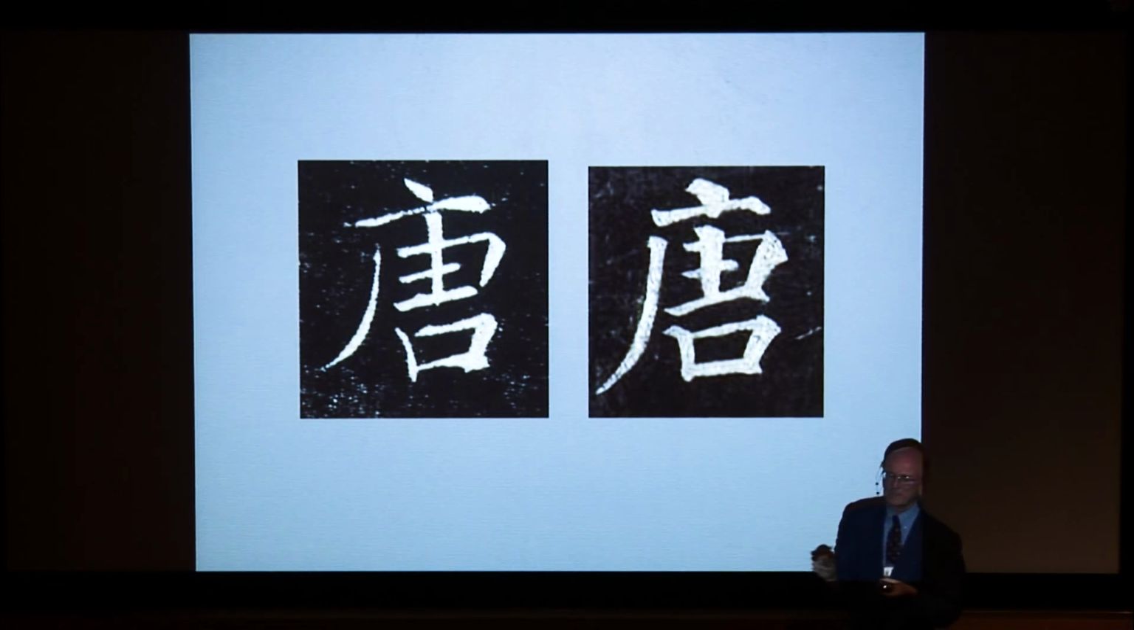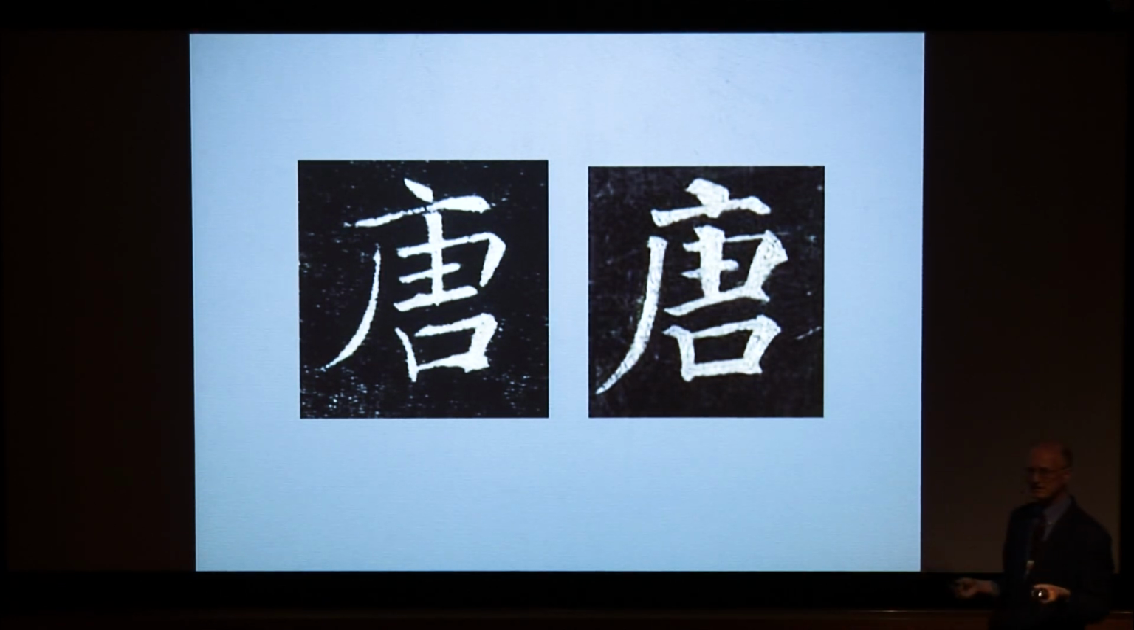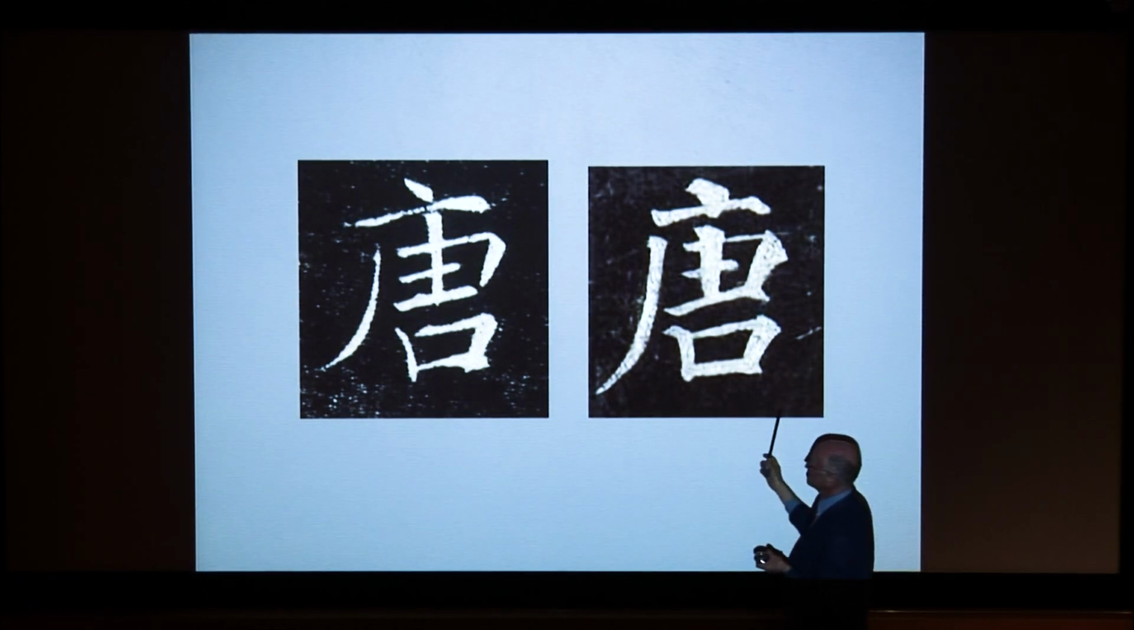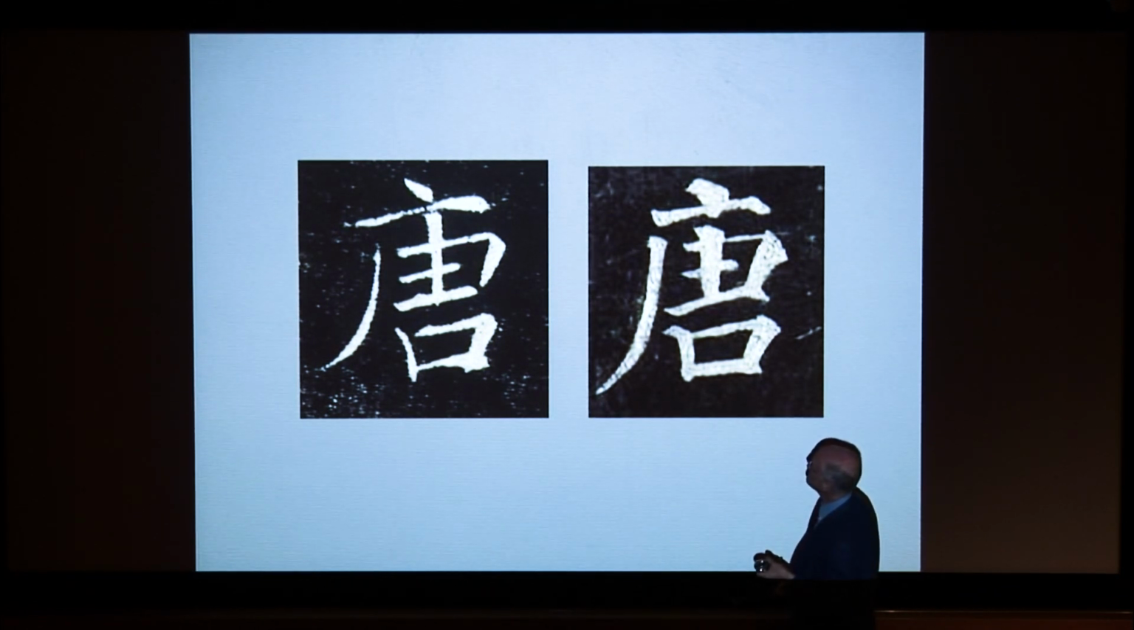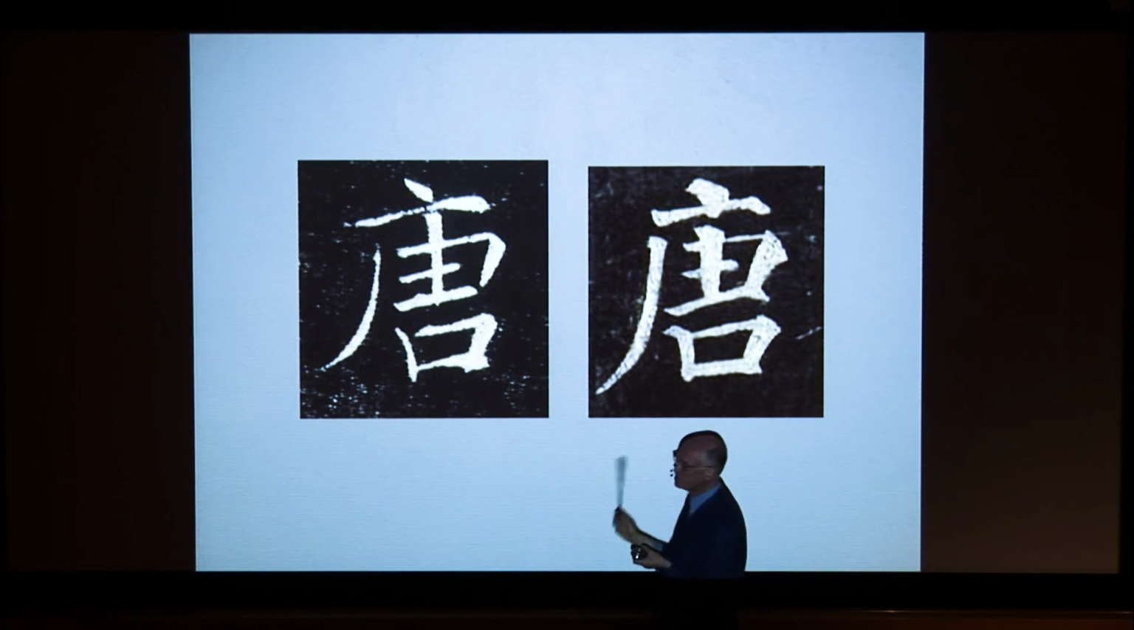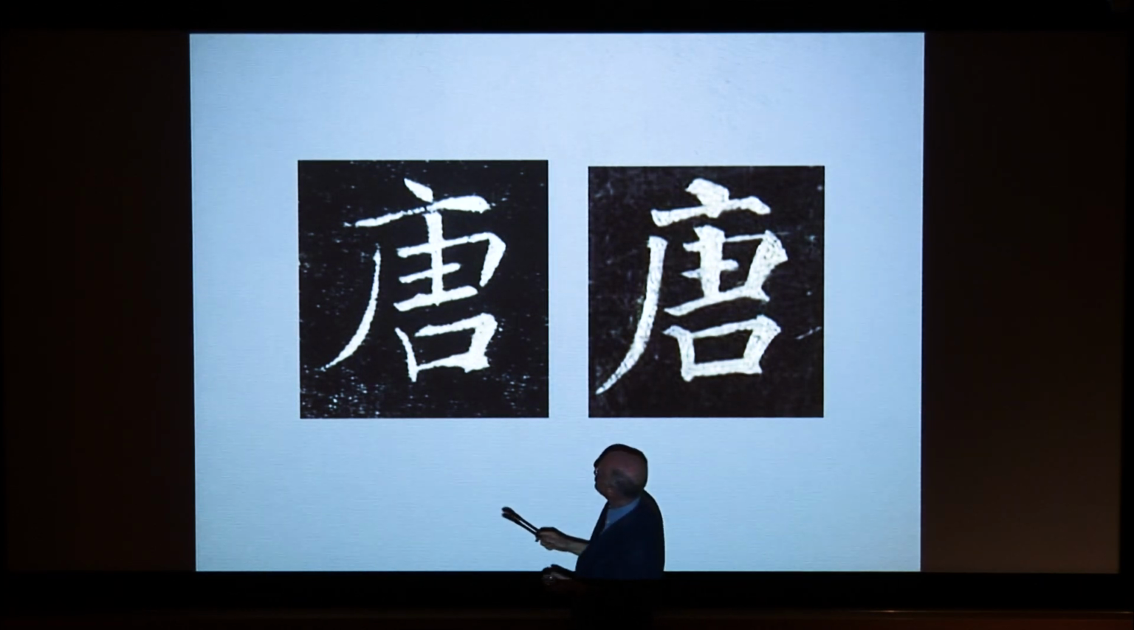Now, it's important to keep in mind that script type is not really the same thing as style. Personal style can vary greatly within the same category of script. These are rubbings of characters carved on stone, written by two very famous Tang Dynasty calligraphers in the 7th and 8th century. Both beautiful classic examples of standard script.